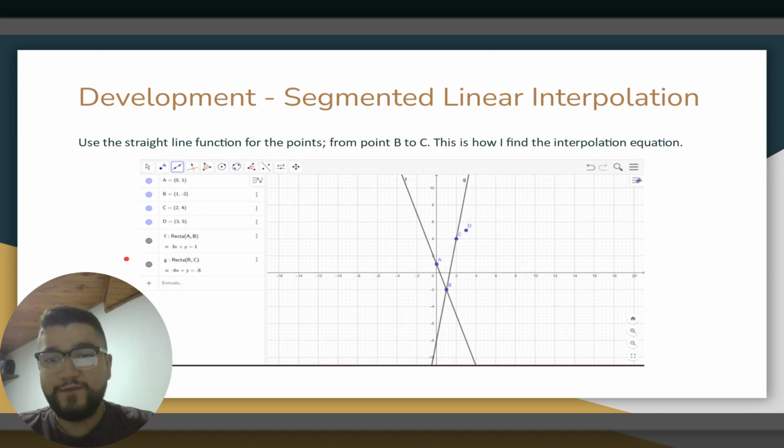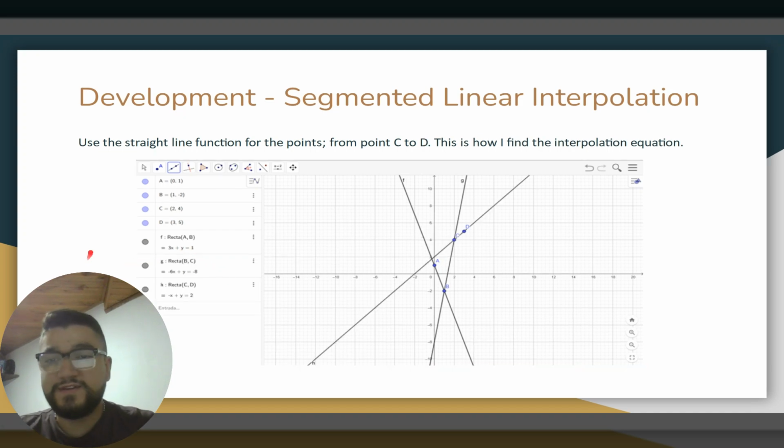Use the straight line function for the points from point B to C. This is how I find the interpolation equation. This line function, this equation. Use the straight line function for the points from point C to D. This is how I find the interpolation equation. This is a line function, this equation.